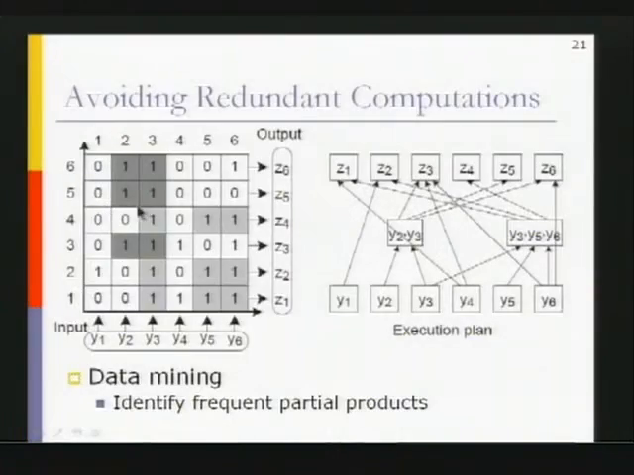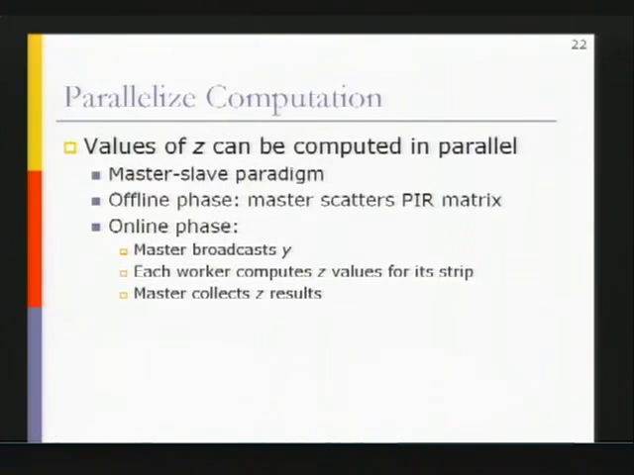So what we can do is split this matrix horizontally, and send sets of rows, chunks of rows, to different CPUs. Each CPU will compute its share, will determine its Z, and return the Z to a master, if we use a master-slave paradigm. So we can use this master-slave paradigm.